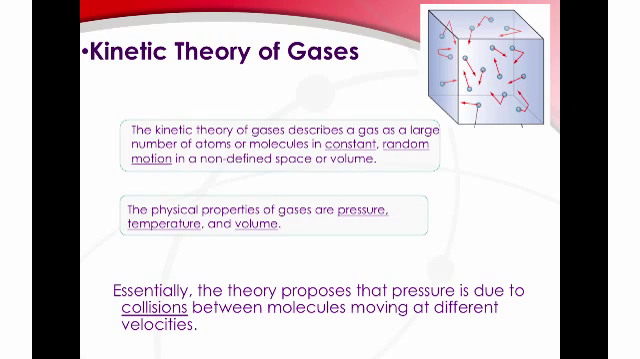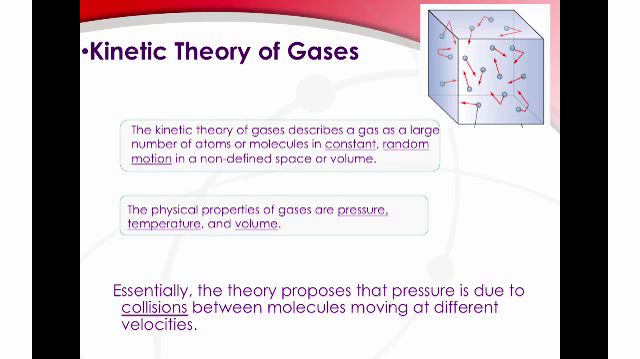The kinetic theory of gases describes a gas as a large number of atoms or molecules in constant, random motion in a non-defined space or volume. As you can see from the image above, all the molecules are moving around in no particular path and are colliding with the edges of the shape. The physical properties of gases are pressure, temperature, and volume.